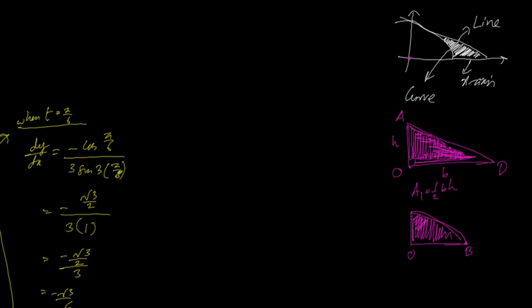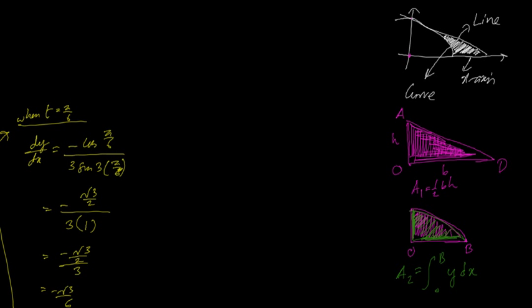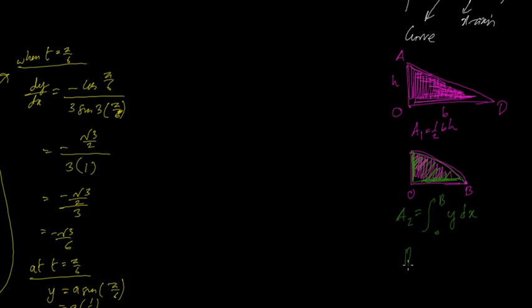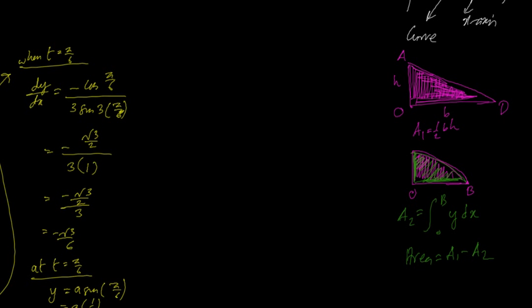Let me use a different color here. So the only way we can find the area is by integration. We can write area 2 equals the integral from limit O to limit B of y dx. After finding both areas, the region that we want is the larger area minus the smaller area. So that's how we can do the sum. Let's get back to the sum.